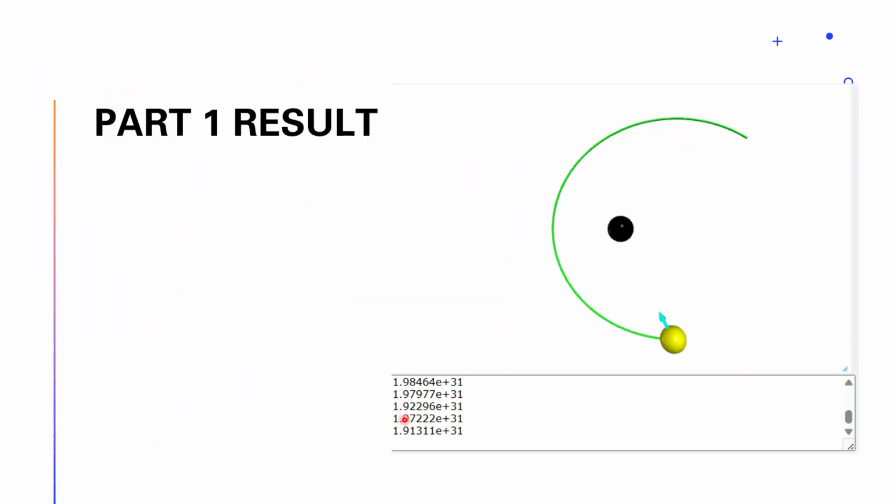Alright, you can see here we got the results down here. They change a little bit due to the changing velocity. However, the average is still very close to what it should be.